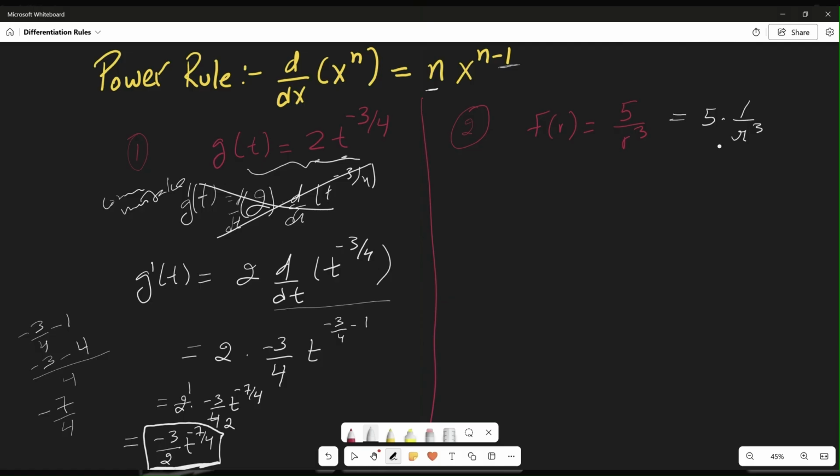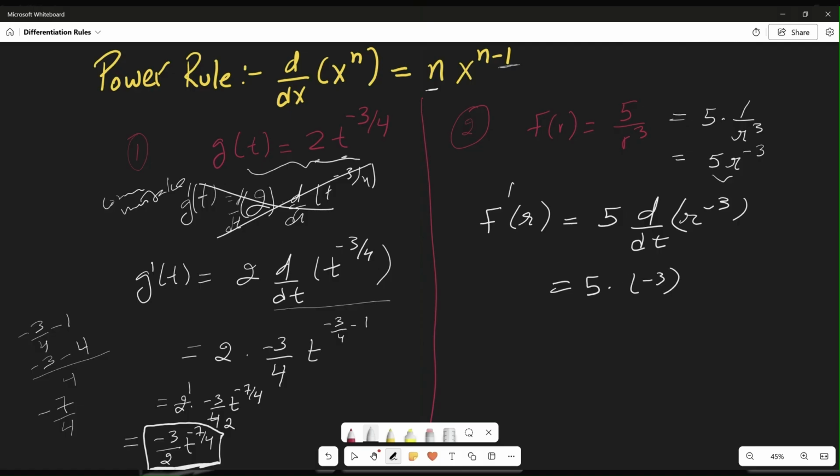Now we can re-simplify this. I don't like fractions a lot, so I'm just going to write this as r to the negative 3. It's still the same expression, but now it's much easier to take the derivative applying the power rule with the constant multiple rule. So the derivative is 5 times the derivative of r to the negative 3. This is 5 times negative 3, bringing the power down in multiplication and then subtracting 1 from it.